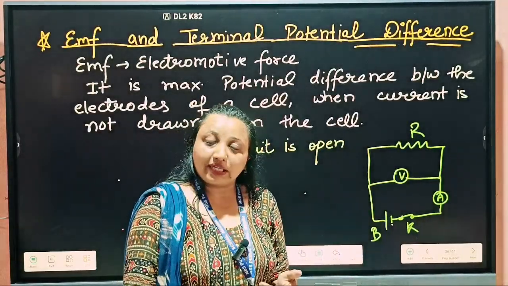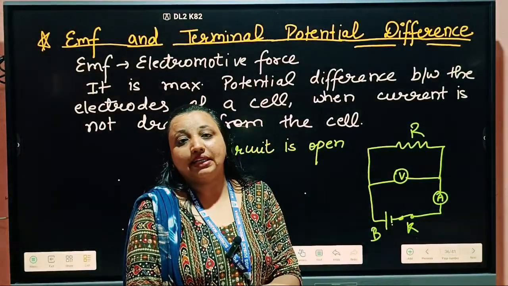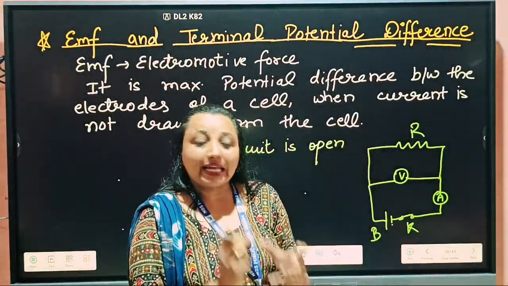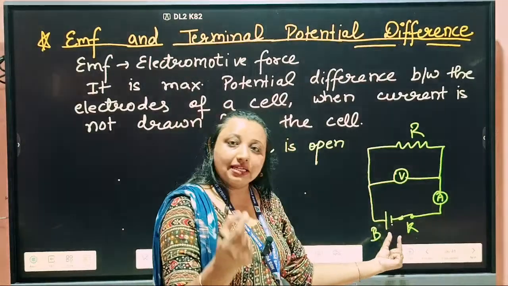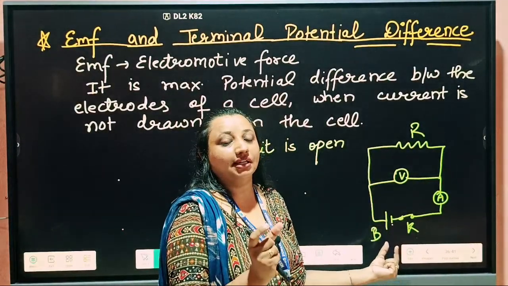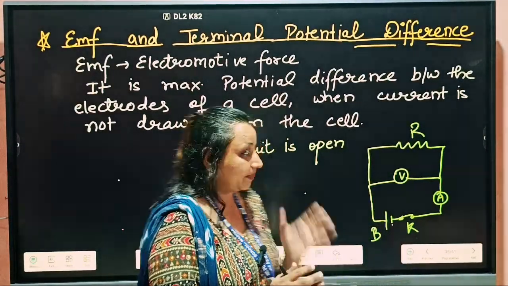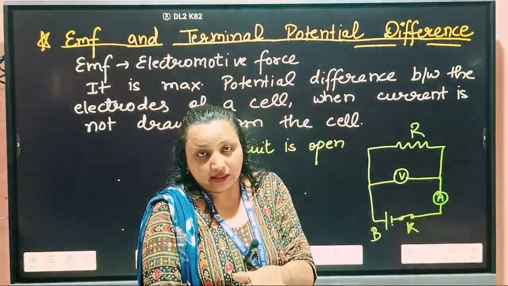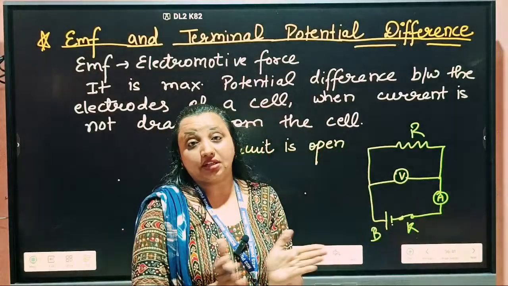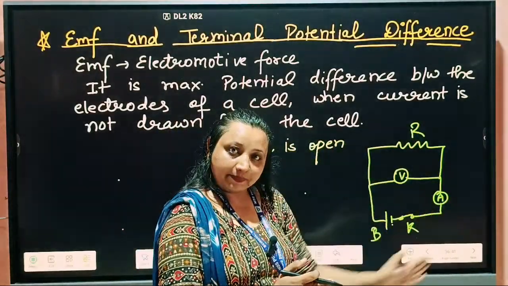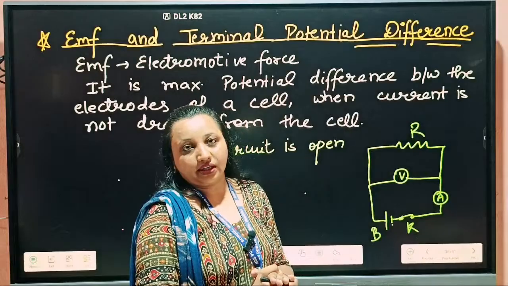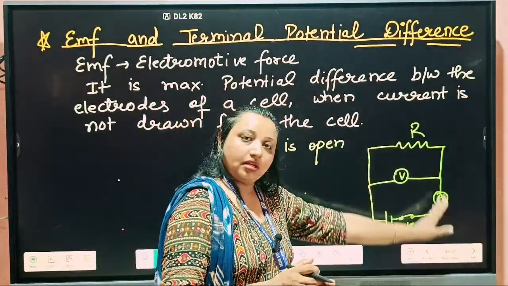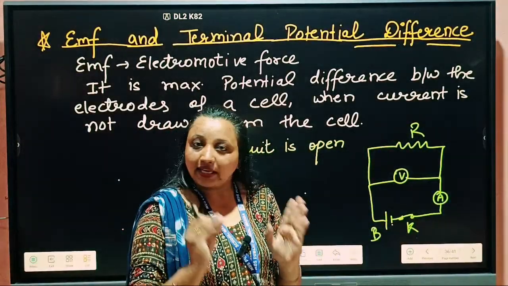जब सर्किट ओपन होता है, जब सर्किट में करंट नहीं फ्लो हो रहा होता है, सेल से नहीं ड्रॉन हो रहा होता है, उस समय जो इन टर्मिनल्स के बीच में मैक्सिमम पोटेंशियल डिफरेंस होता है, that is known as EMF. And when we connect the key, when we switch on the key, जब पूरा सर्किट कंप्लीट हो जाता है, then current starts flowing. And when the current starts flowing, at that time between any 2 points there is potential difference.